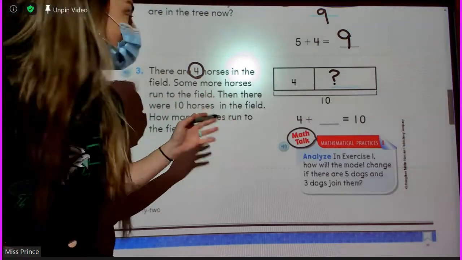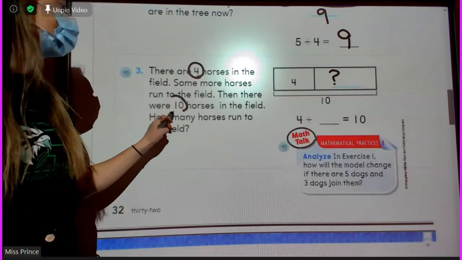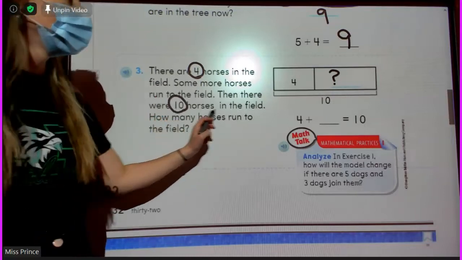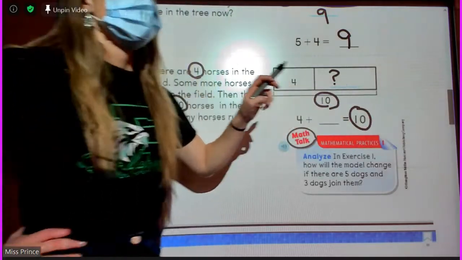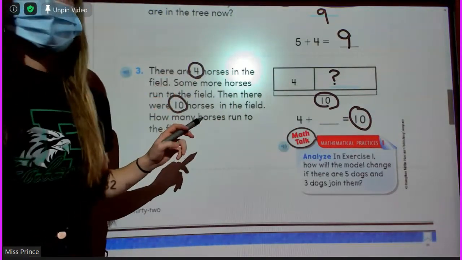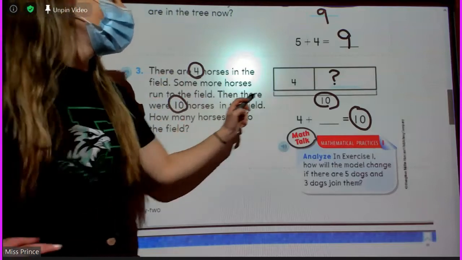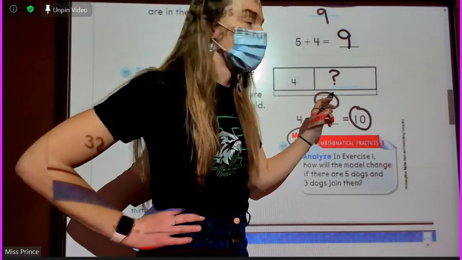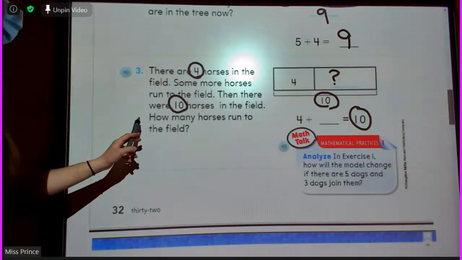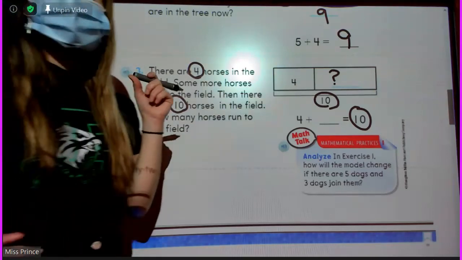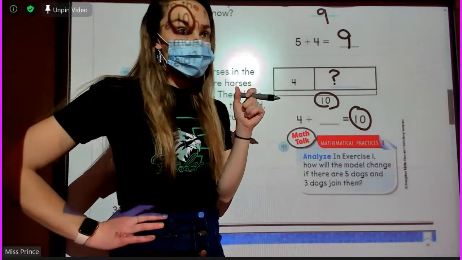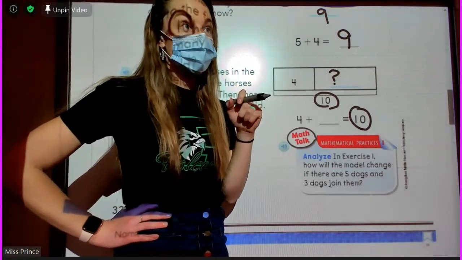Then, altogether, we had 10 horses. Now look here. We have a 10, and they're saying that there's a 10 here. We're not adding 4 plus 10. We're adding 4 plus something to get 10. How many horses run to the field? Now, do you guys remember when we drew circles to help us solve problems? We're going to do it again.